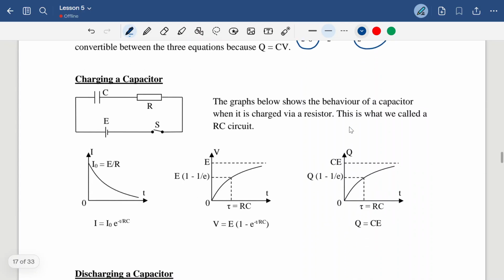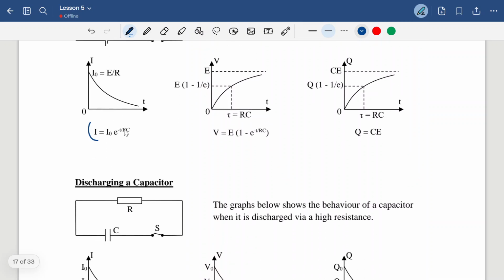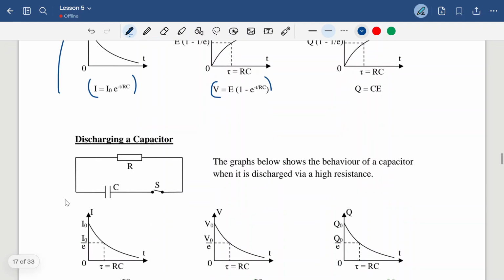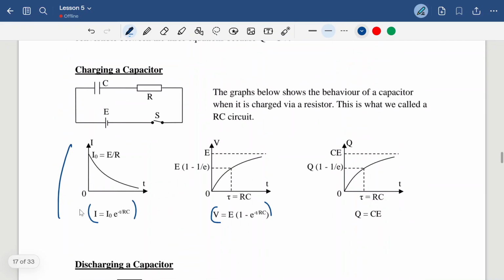Now, how do you charge a capacitor? Now, all this below, I looked through the syllabus. I don't think it's in, it's just put here only. So this part, the formulas, I don't think is in. It's just for you to understand how a capacitor is being charged.